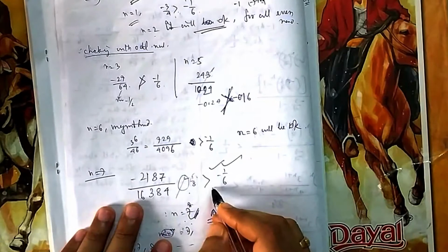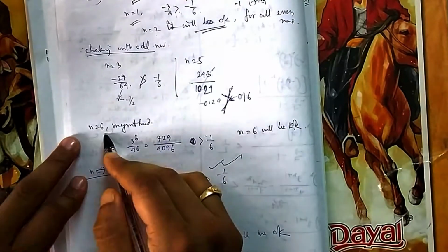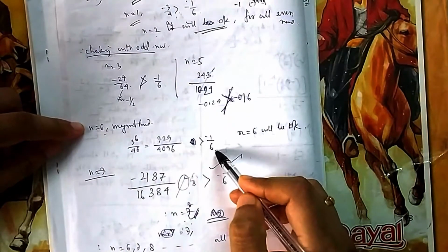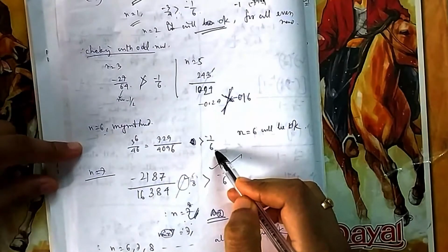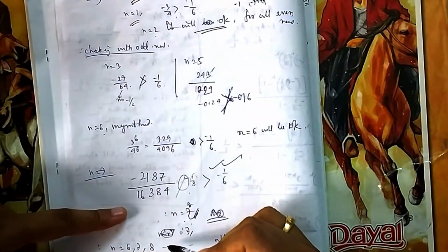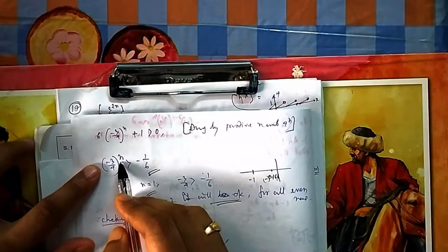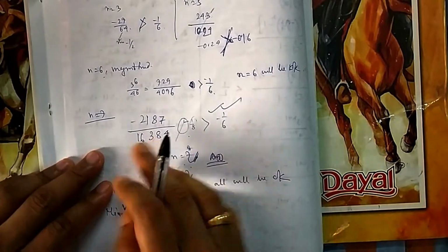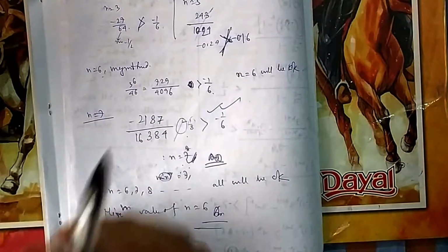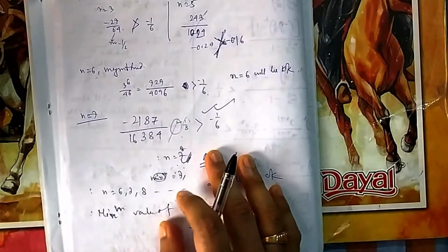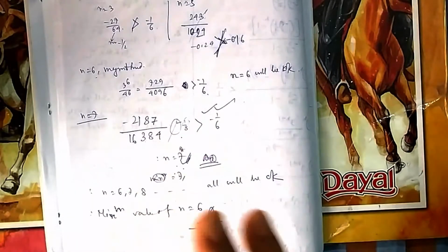So obviously this will satisfy. From n equal to 6 it will satisfy, because 6 is already satisfied. So even numbers all are satisfying. Then odd 7 satisfying means 8 will also satisfy, because it is a fraction. If you increase the power it will get reduced more and more. So if 7 is satisfying, then 8 will also satisfy, because it will reduce it to a smaller fraction.